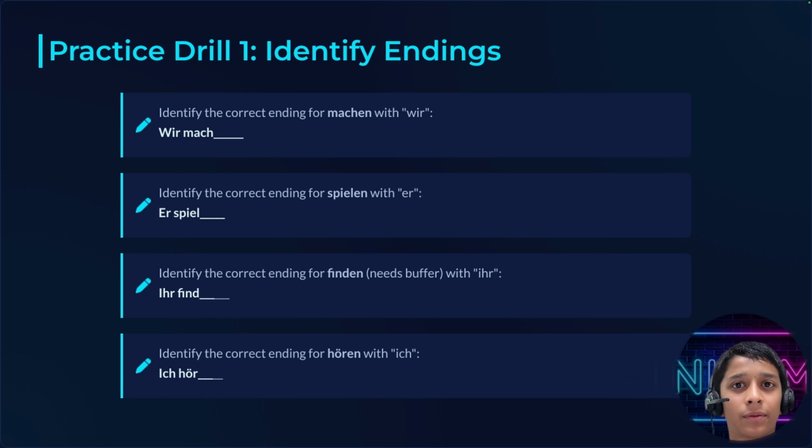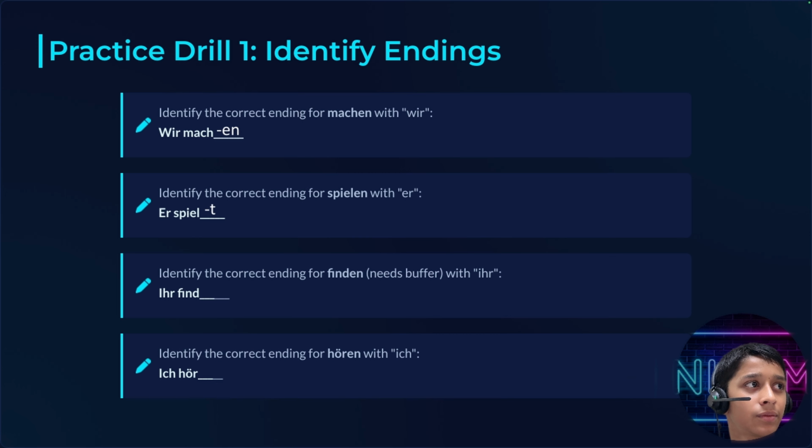Okay, time's up. So let's see the first answer. Here the stem is mark, and the first position there is wir. So the ending will be en, which makes the result wir machen. Second, spielen with er. So here spiel, and then there will be the ending of t, which means er spielt.